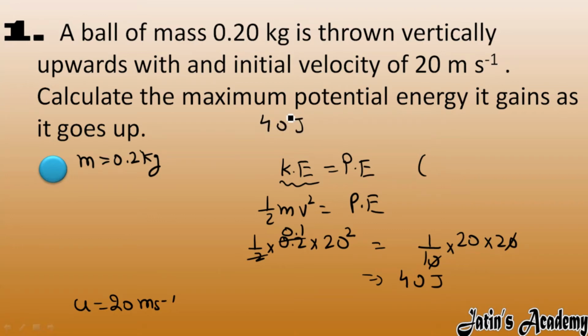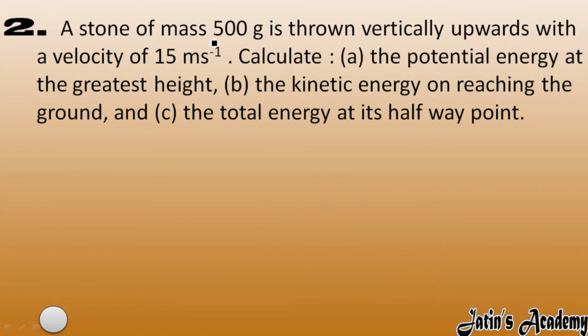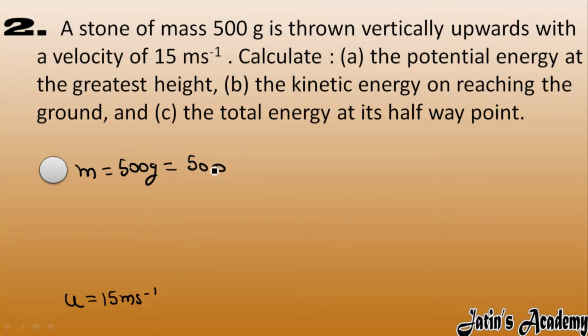Clear? Next we have a stone of mass 500 gram thrown vertically upward with a velocity of 15 meter per second. Calculate the potential energy at the greatest height, the kinetic energy on reaching the ground, and the total energy at its halfway. Now the question is similar, carefully see. A ball is thrown vertically upward with an initial velocity of 15 meter per second, and the mass is given as 500 gram. 500 gram means, let's convert it into kilogram, just divide it by 1000.